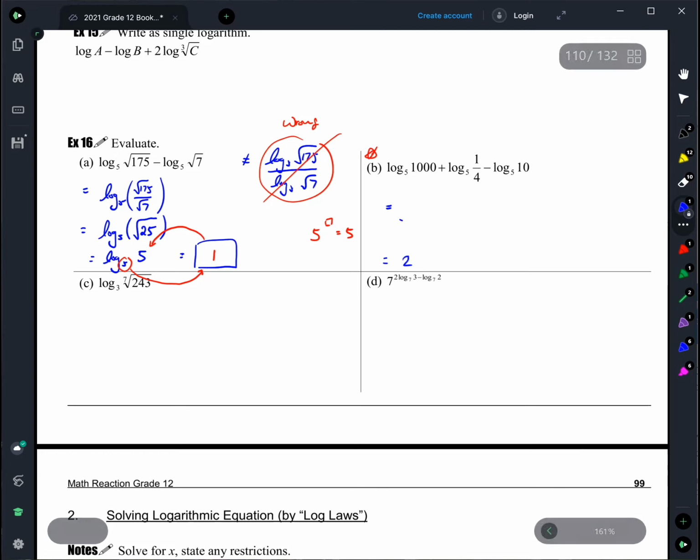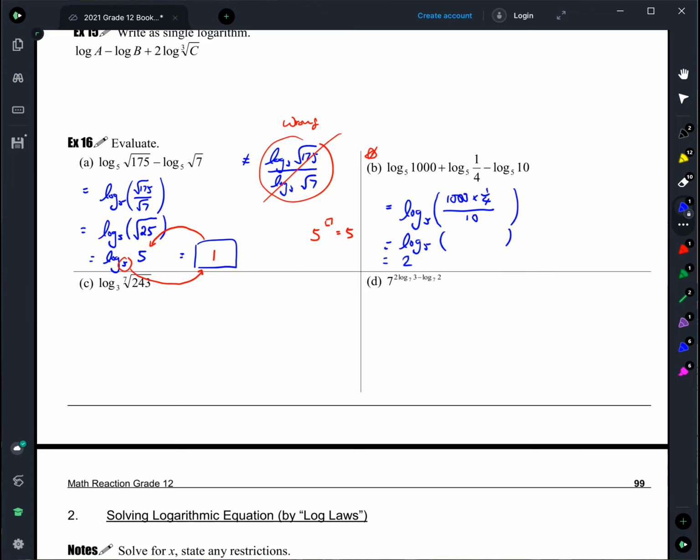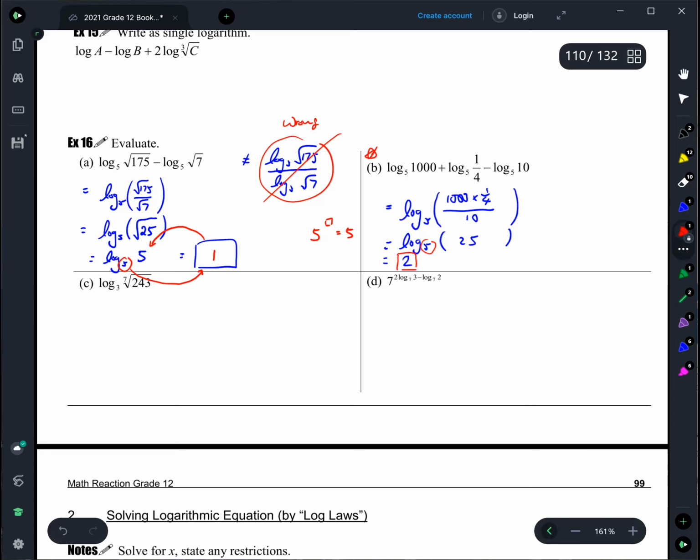Okay, so Caleb, can you tell us what it looks like after you simplify into a single log? What's inside the bracket? Log base 5 of 1000 times 1/4 over 10. Yeah, very good. And Daniel, what does it simplify to for the inside? It becomes 25. Okay, very good. And then from there, you just do counterclockwise in your head. 5 to something has to be 25, so the answer must be 2, right? 5 squared.